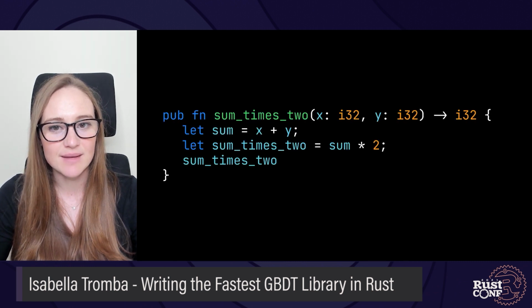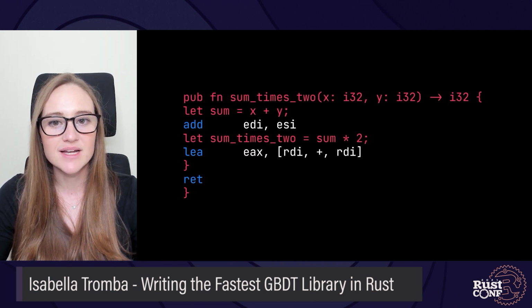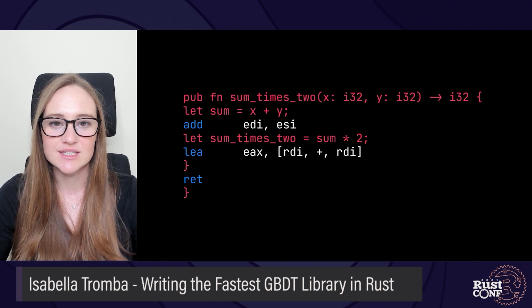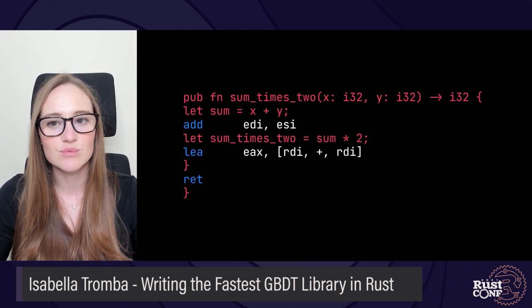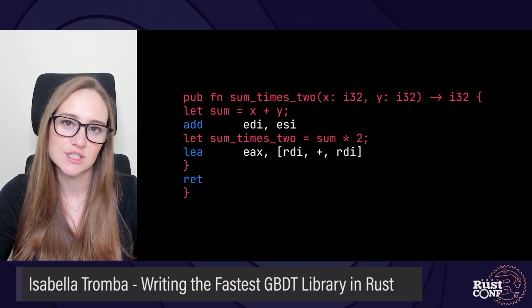Here is a simple example with a function that adds two numbers and multiplies the result by 2. When we run cargo-asm, we get an output that looks like this. It shows the assembly instructions alongside the Rust code that generated them. Note that due to all the optimizations the compiler does, there's often not a perfect correlation from the Rust code to the assembly.